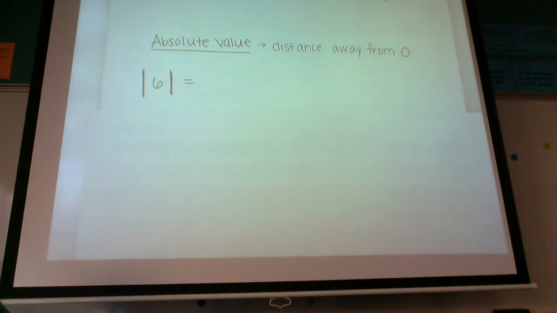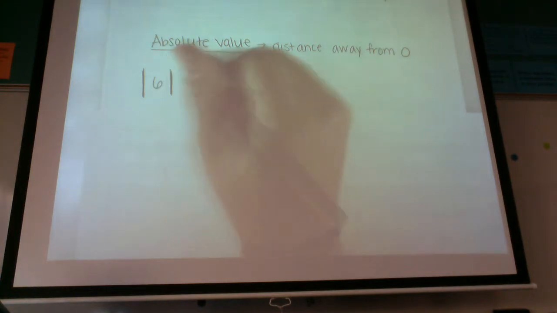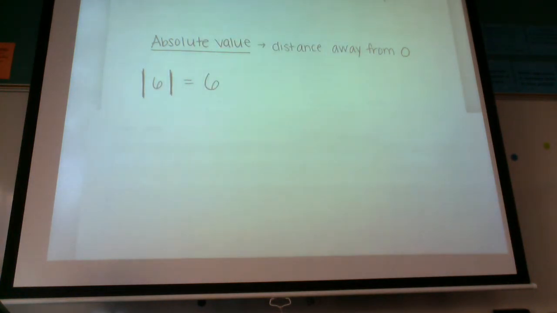If you think back to our number line we just did, hopefully you came up with, oh, well, that's just 6 spots away from 0. And see, when I find the absolute value, I take those bars away, and I just write the number.